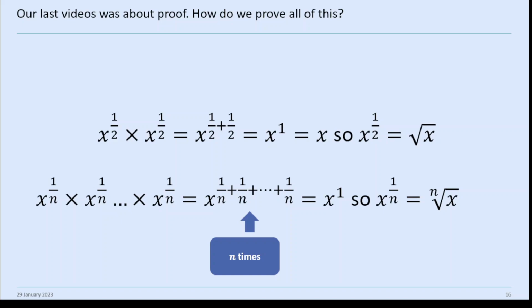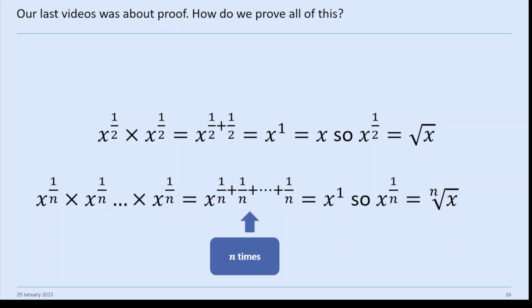Okay, we're now going to prove that x to the half is the square root of x. So x to the half times x to the half is x to the power half plus half, which is x to the 1. And x to the 1 equals x, because x to the 1 is x times itself one time, which is just x. So we've shown that x to the half is the number you times by itself to get x. Therefore, x to the half is the square root of x.